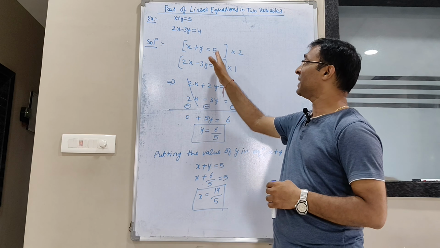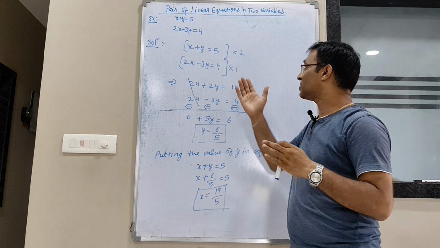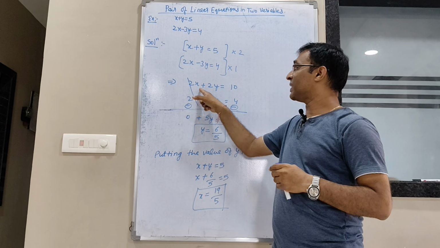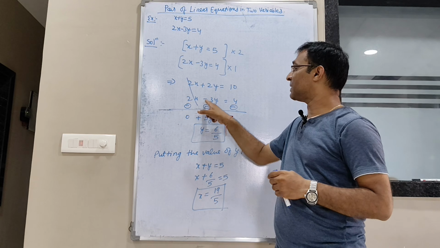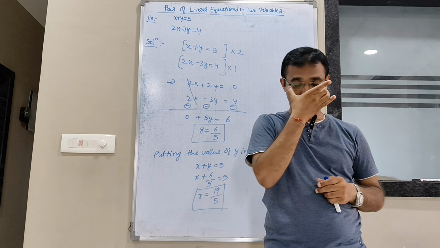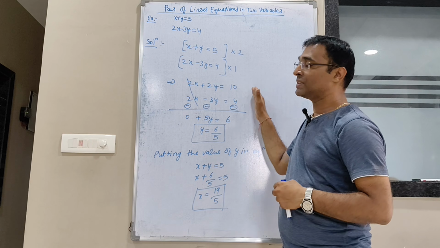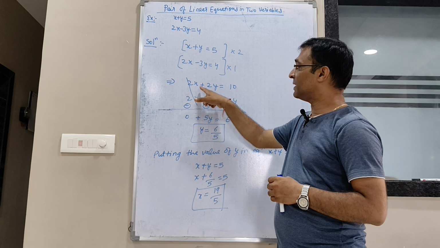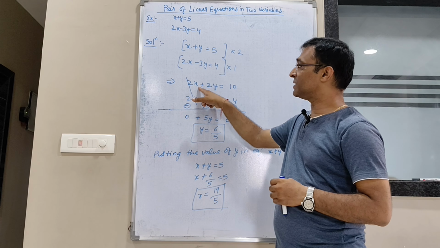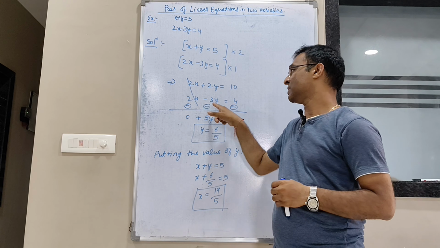If we multiply this equation, both LHS and RHS, by the values 2 and 1, we will obtain 2x plus 2y equals 10, and the second equation we will obtain 2x minus 3y equals 4. Hope this step is clear to all of you. Now we need to eliminate, so we have to subtract this equation from this equation, which is what I have done. Subtract.